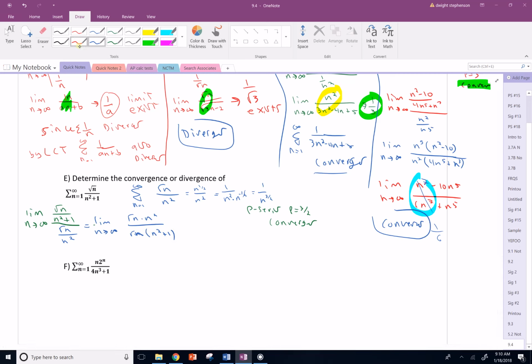These guys are going to cancel. And then the limit as n goes to infinity, this one becomes insignificant. We're looking at the highest degree here, which is n squared over n squared. So this goes to 1, which means the limit exists. And both series either converge or diverge. Since this one converges, this one also converges. All right. Next one.